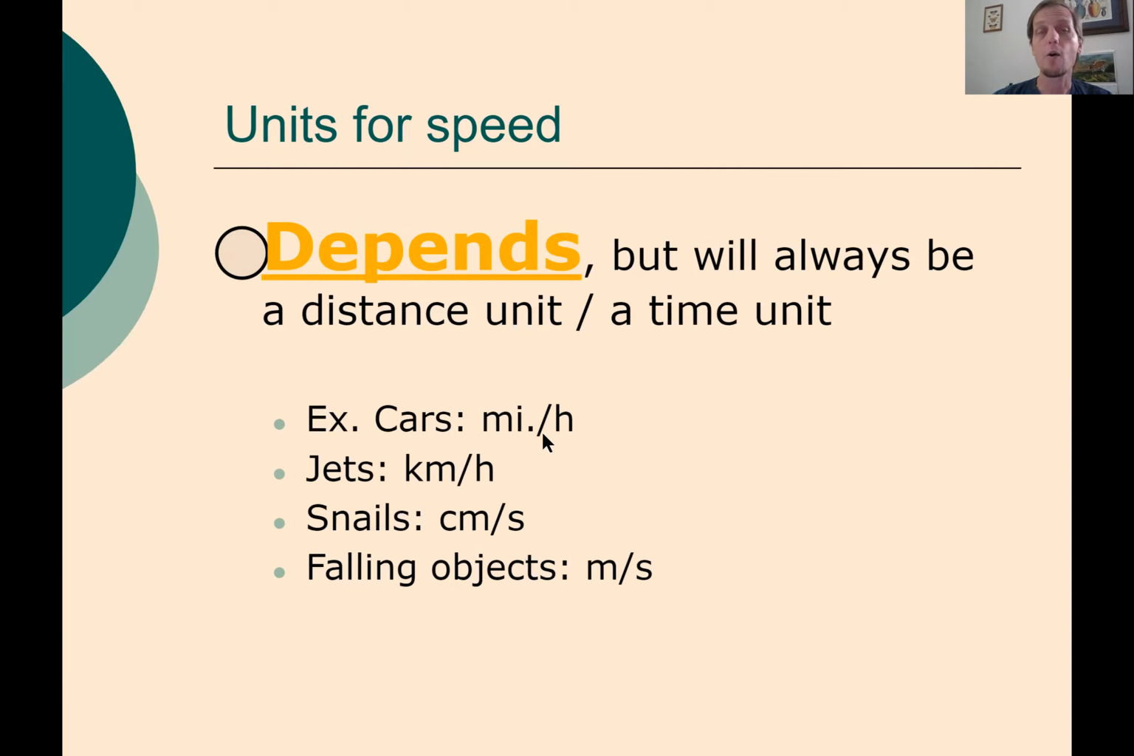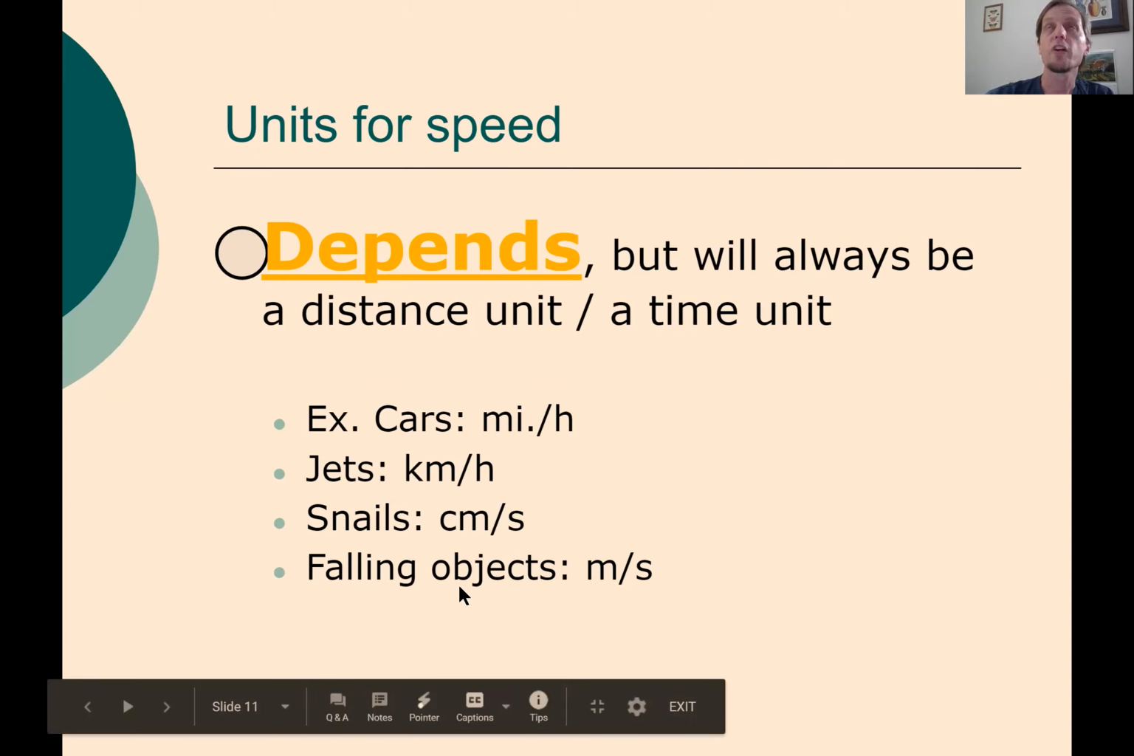So whether it's miles per hour, that would be a car. If it's kilometers per hour, you might be in a jet. Snails, centimeters per second. Why? Because snails are slow. Do you really want to measure how far a snail goes in 1 hour? I don't. So clock it for 1 second. Stop. So you got a few centimeters in 1 second, and now you have your centimeters per second. You can always multiply that up if you want to find out how much you went in an hour. Falling objects, how many meters it fell per second.